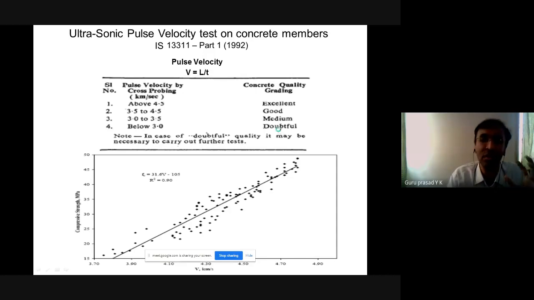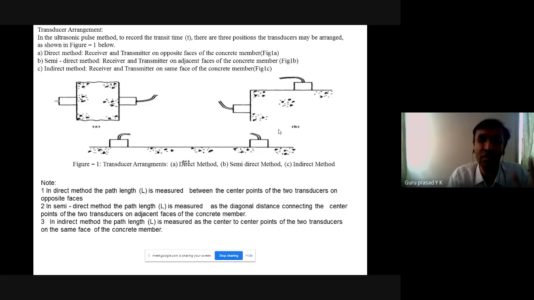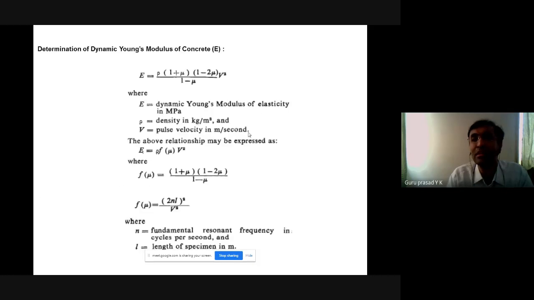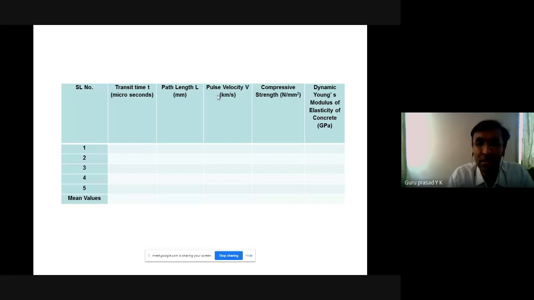So if the concrete is cracked because of overloading, or it has voids, it has honeycombing and all, in such cases your velocity will be low. So your dynamic Young's modulus also will fall. Means the stiffness as well as the strength of the concrete will come down. So this is the table which is used basically to take the values down.